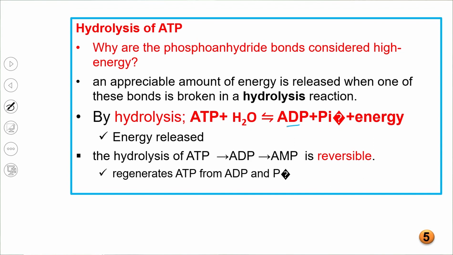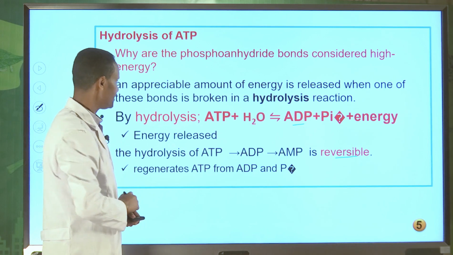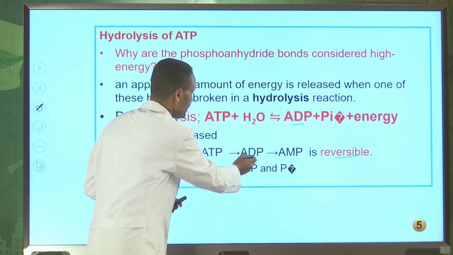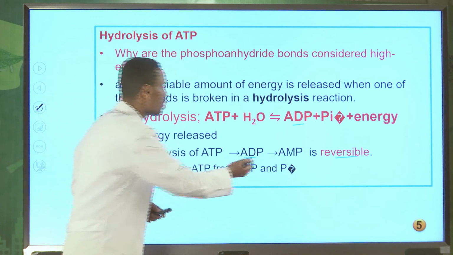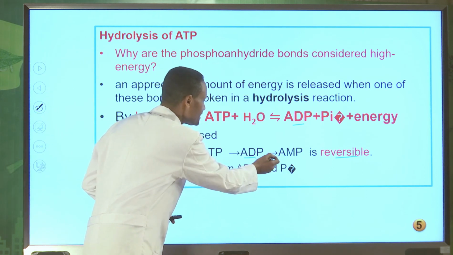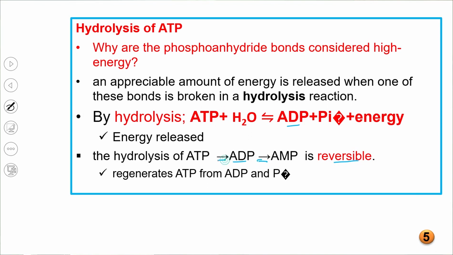The hydrolysis of ATP can be reversible. Here, ATP can be hydrolyzed to ADP, then to AMP, meaning adenosine monophosphate. But this process can be reversed. That is why it is called reversible. Then it also regenerates the ATP from ADP and inorganic phosphate by the process of reversible reactions.